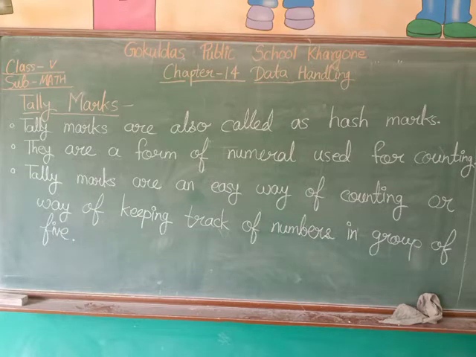Tally marks are also called as hash marks. They are a form of numerals used for countings. We use these marks in sports and scoreboards for representing the scores. These are an easy way of writing the countings, okay? Each tally mark stands for 1.